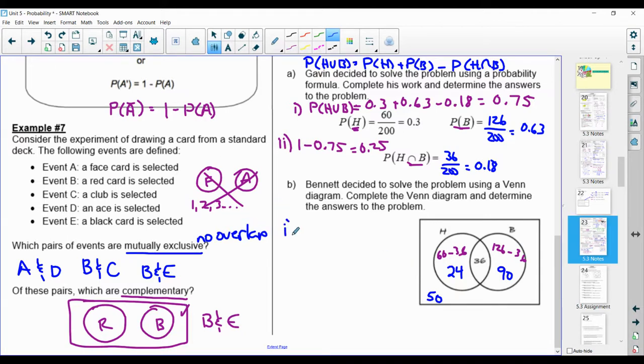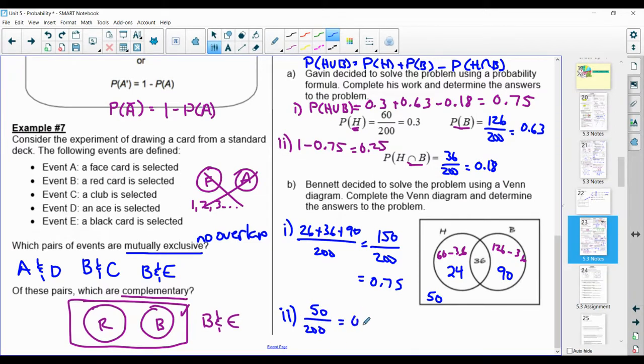So for the first one, the question is how many people experience at least one symptom relief? Well, that's going to be our circles here, H or B. And so that's 24 plus 36 plus 90 out of 200, which is 150 out of 200. And in lowest terms, that's 0.75. Now for part 2, we have no relief. So that's 50 out of 200 people that had no relief from their symptoms, which is 0.25.